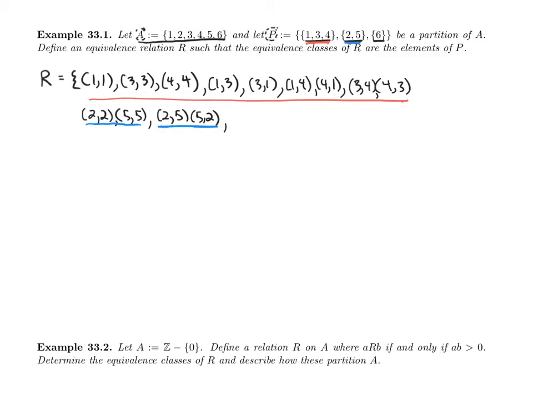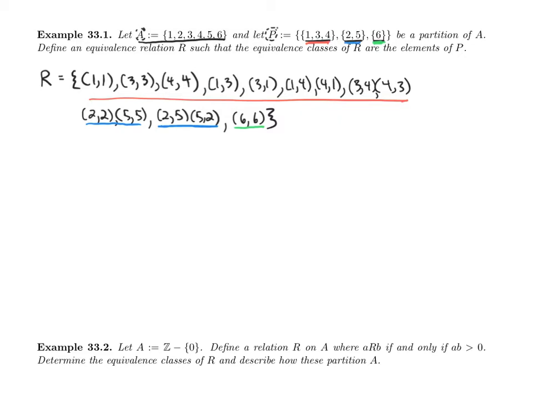And then finally, the third element, I'll mark that in green. That one's easy. That's just 6 is related to itself. And that is it. So that wasn't too bad to define an equivalence relation given a partition. Very straightforward.